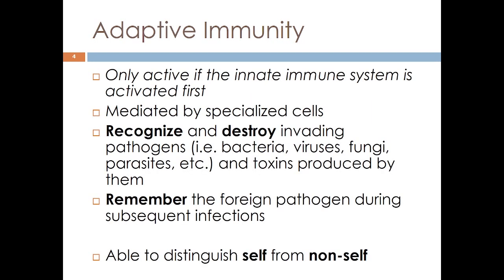The adaptive immune response is mediated by a specialized cell set. So similar to what we talked about last time with the innate response, there's a separate set of cells that are a lot more specialized that are going to come in and do some of this work. They will actually recognize and destroy invading pathogens and then also remember the pathogen.